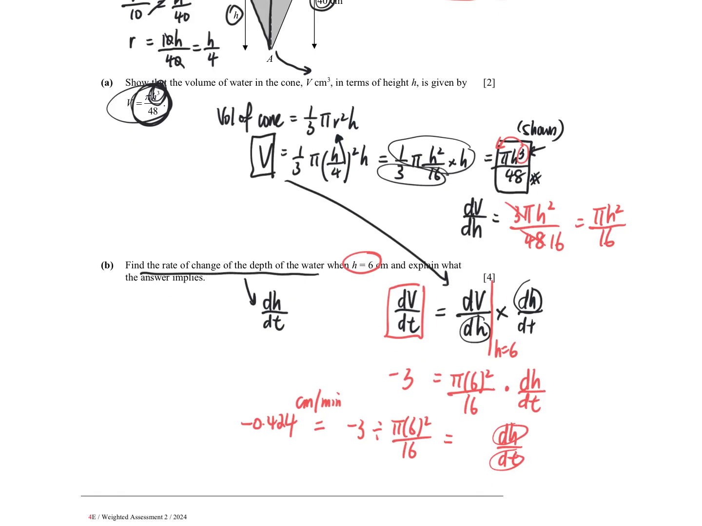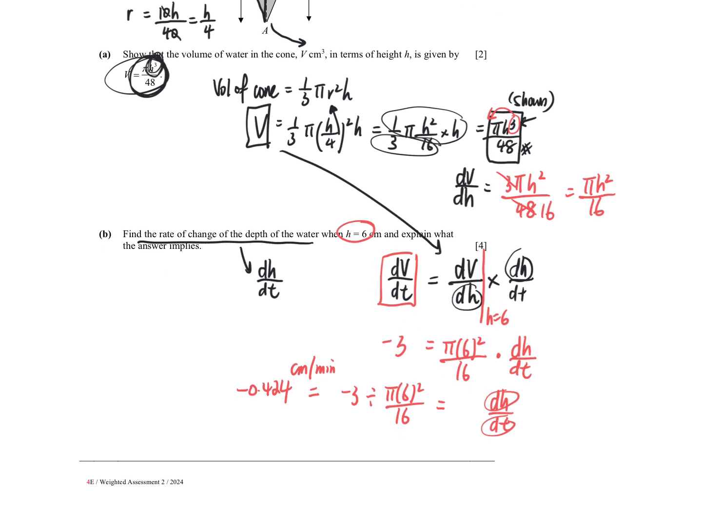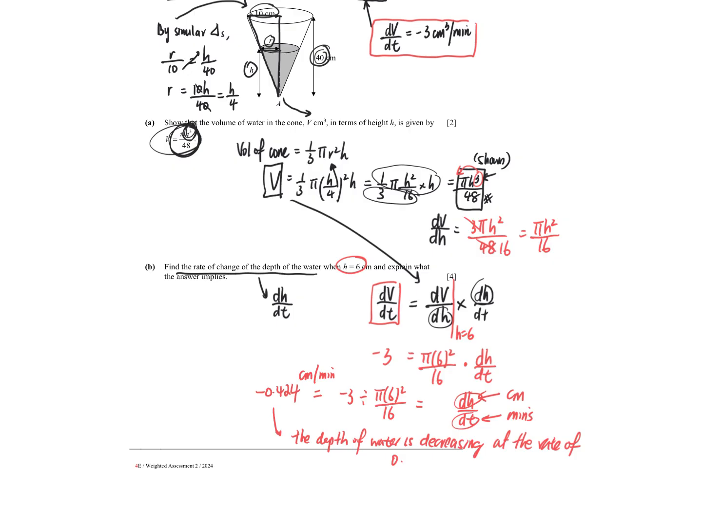So they ask you to explain what the answer implies. It's trying to tell us that the depth of the water is decreasing at the rate that you have calculated. So the depth of water is decreasing because it's negative, at the rate. Why is it cm over minute? Because it's height. Height is in cm, time is in minutes. Just now the volume was also cm cubed, then this one per time.